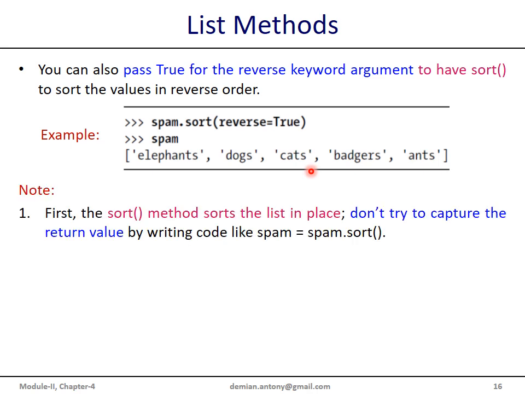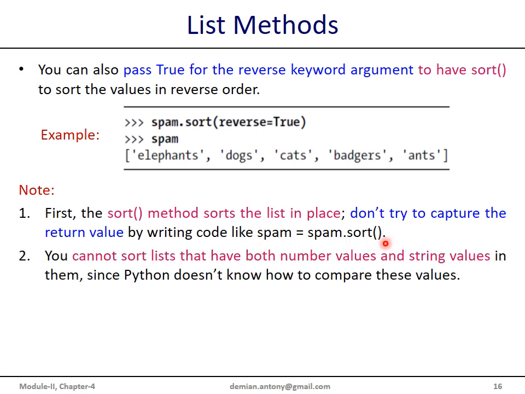Note, the sort method sorts the list in place. That's why do not try to capture the return value by writing this code spam equal to spam dot sort. And you cannot sort a list having mixed data types. For example, if you have a list with integers and strings, you cannot apply the sort method, as Python doesn't know how to compare these two values of different types.